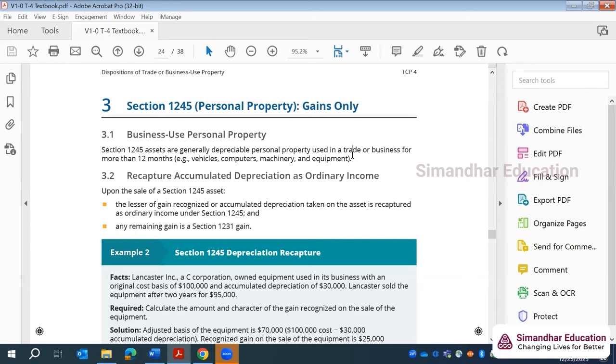Now, keeping the same example of the car, let's say that we bought the car for $10,000. We took a depreciation of $5,000. My adjusted basis is $5,000. But this was a vintage car. And I sold the car for $12,000. So what is the gain here?